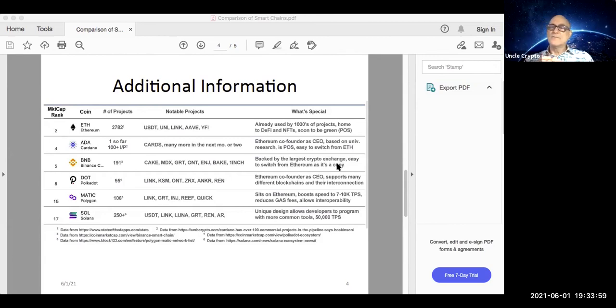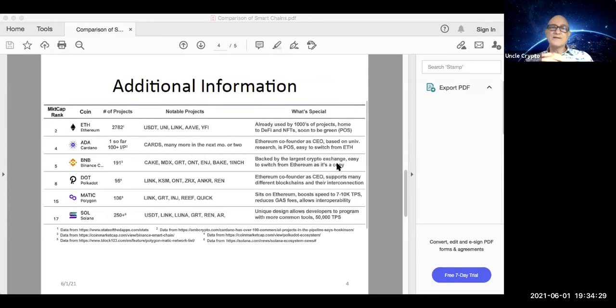So CZ, who owns Binance and is a brilliant guy and has brilliant people around him, said, let's pattern this on Ethereum. So that if a coin or a project has something that'll work on Ethereum, an ERC20 token, it'll run on ours. So that's what they did. And so they made it very easy to switch from Ethereum. So that's really brilliant. Polkadot.